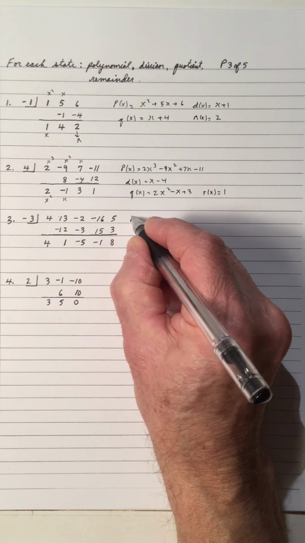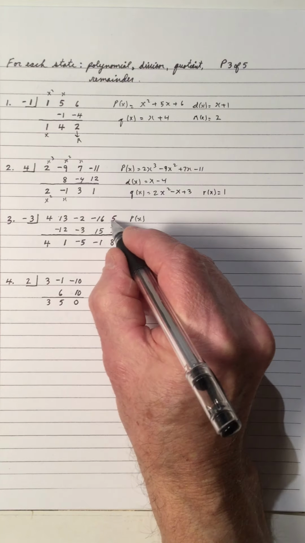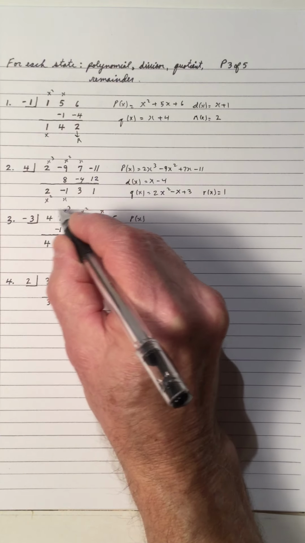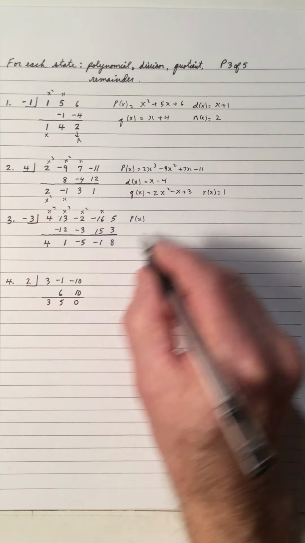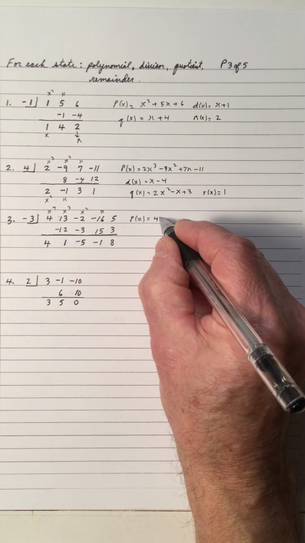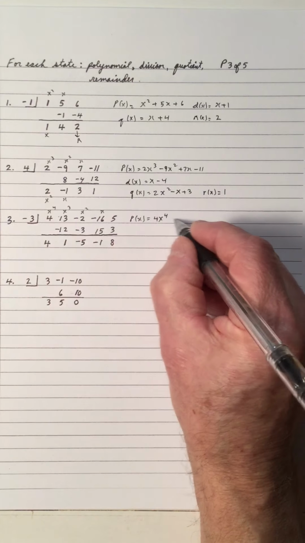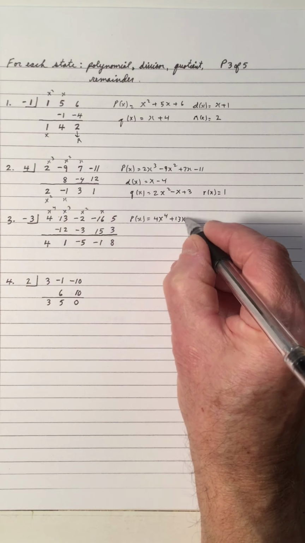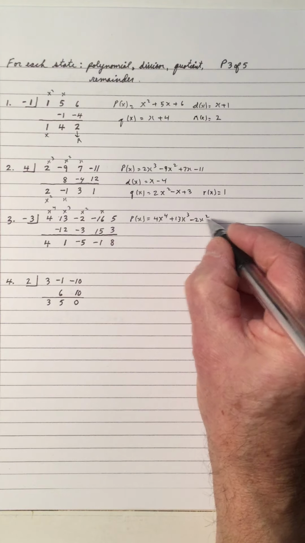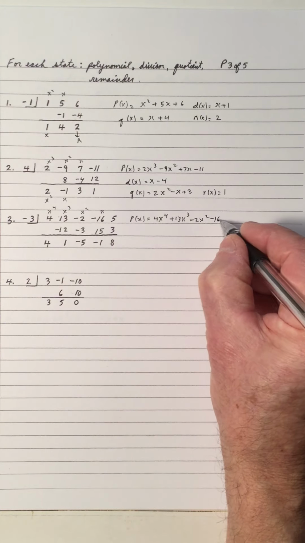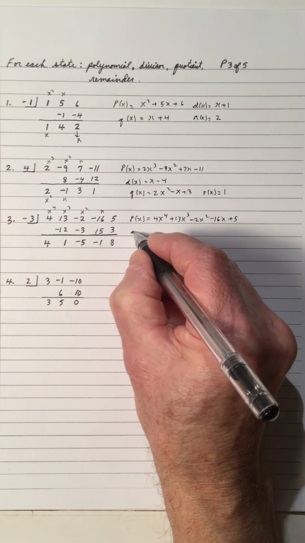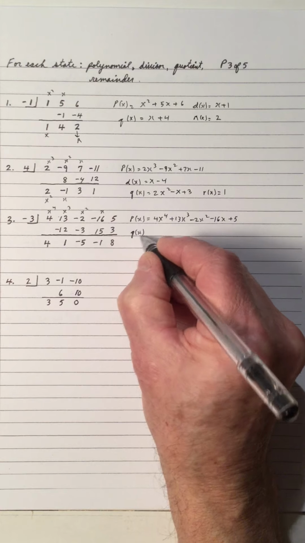And in this one, p of x, again, this is your constant, this is x, x squared, x cubed, x to the 4th. I do that so it won't get mixed up. So it's 4x to the 4th plus 13x cubed minus 2x squared minus 16x plus 5. And your quotient, the q of x, is what you're dividing by.